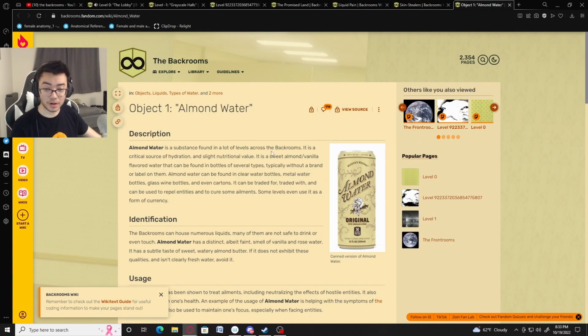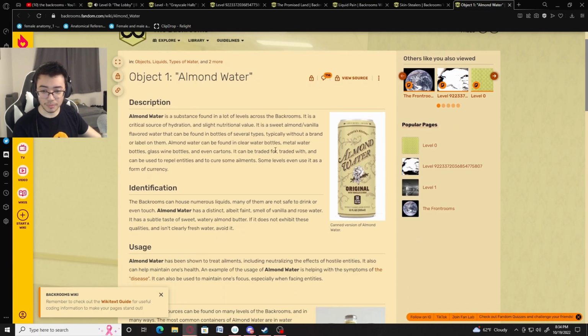In a lot of levels across the Backrooms, it is a critical source of hydration and slight nutritional value. It is a sweet almond vanilla flavored water that can be found in bottles of several types. Typically without a brand or label, almond water can be found in clear water bottles, metal water bottles, glass water bottles, or wine bottles, and even cartons. It can be traded with, and can be used to repel entities and to cure some ailments. Some levels even use it as a form of currency.